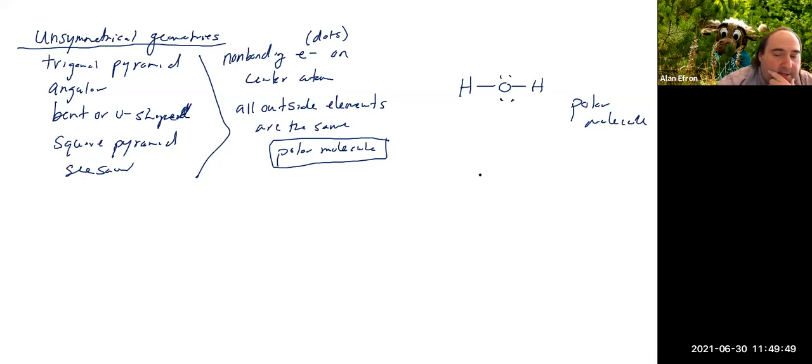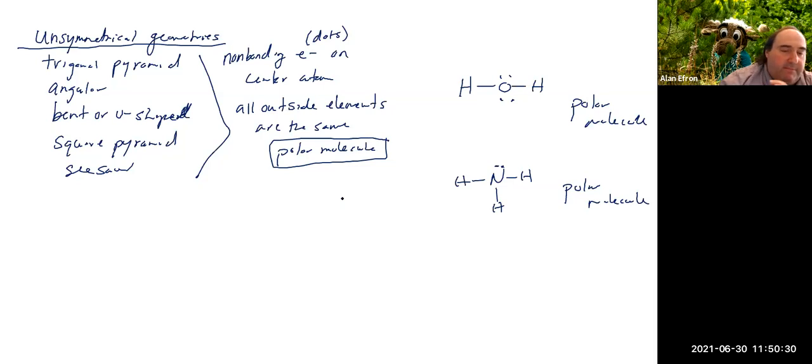If you look at something like NH3 that we saw earlier, I see dots on the central atom. I see everything on the outside the same. This is going to be a polar molecule. So this is a quick way that you can determine polarity, and what we're talking about here is molecular polarity by really looking at your Lewis structure. If you have this unsymmetrical geometry, that means that you will have dots on the center atom and everything on the outside the same, going to be polar.